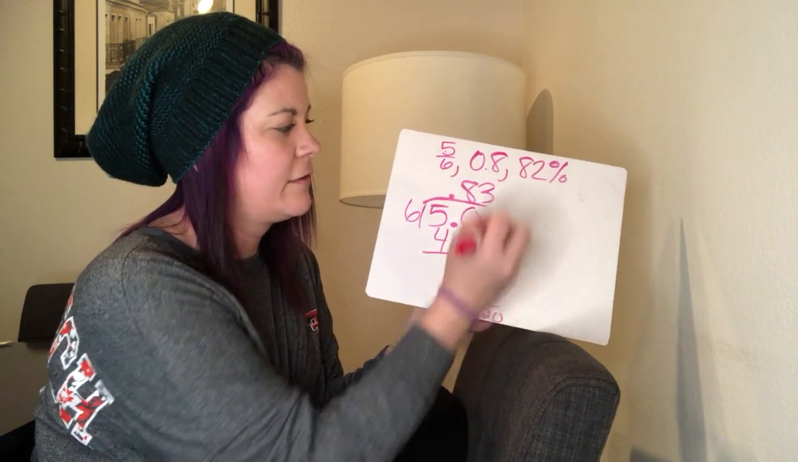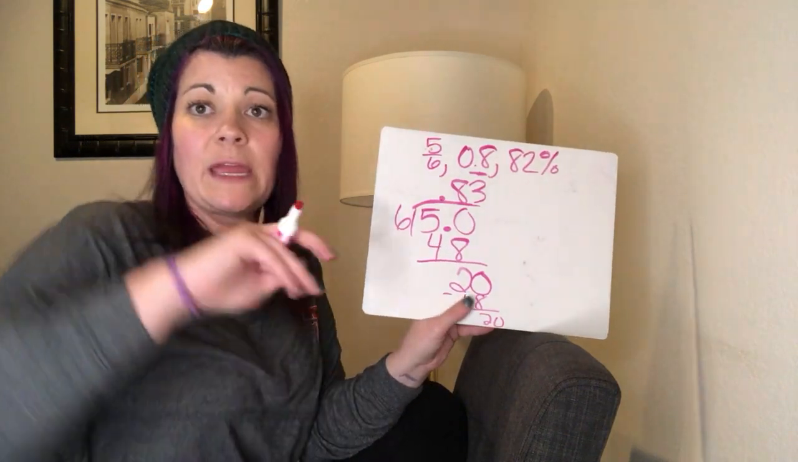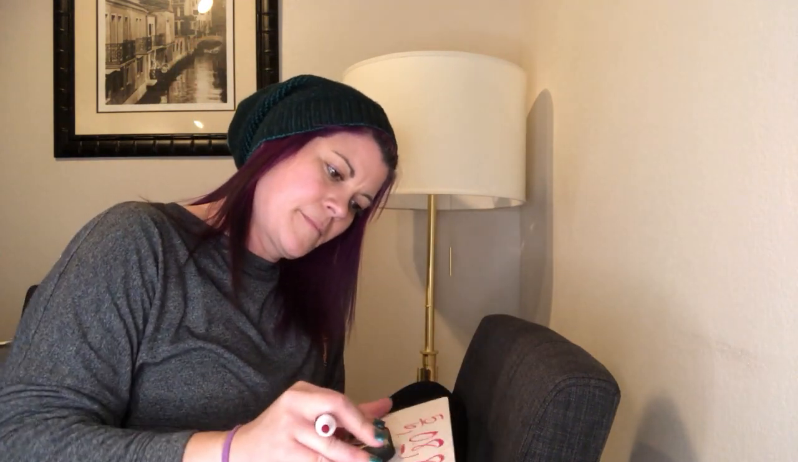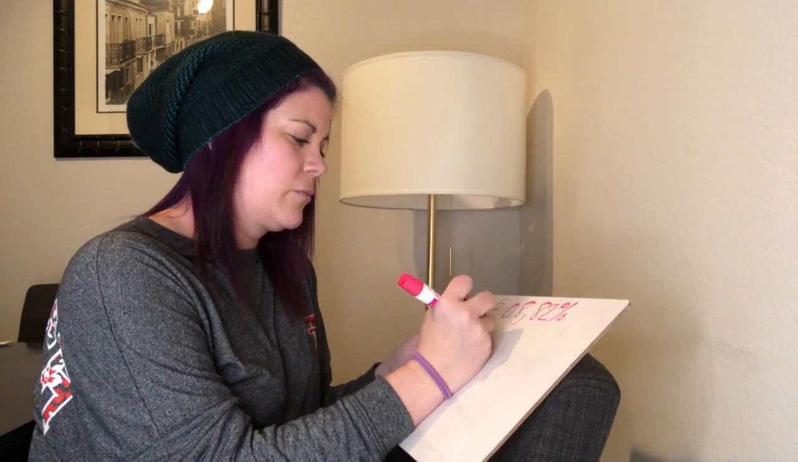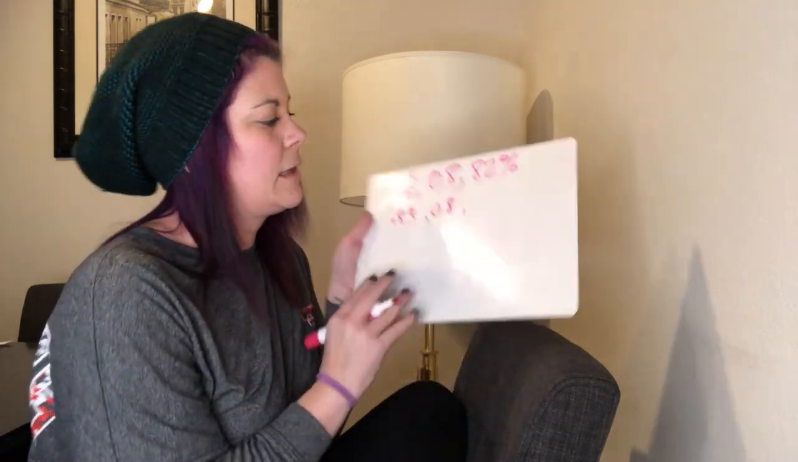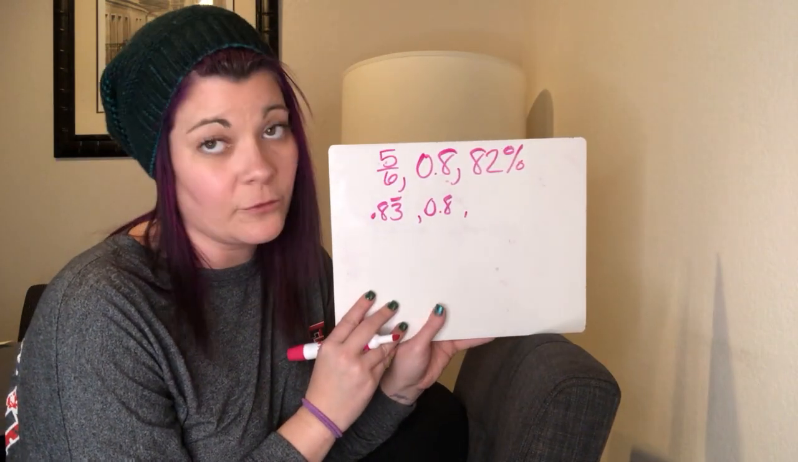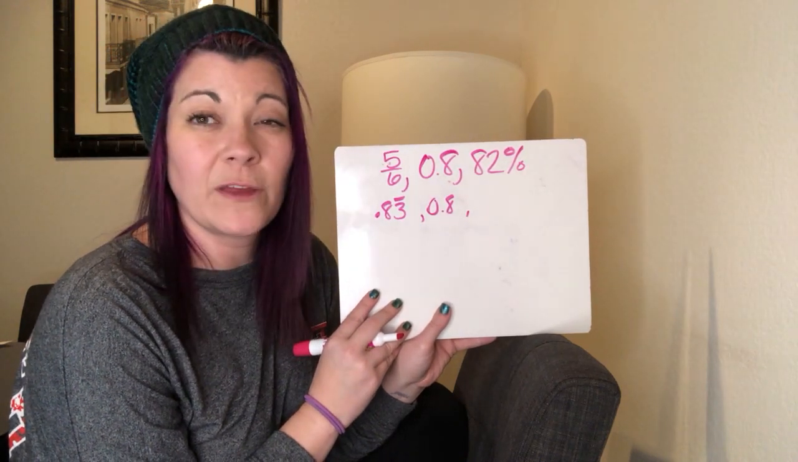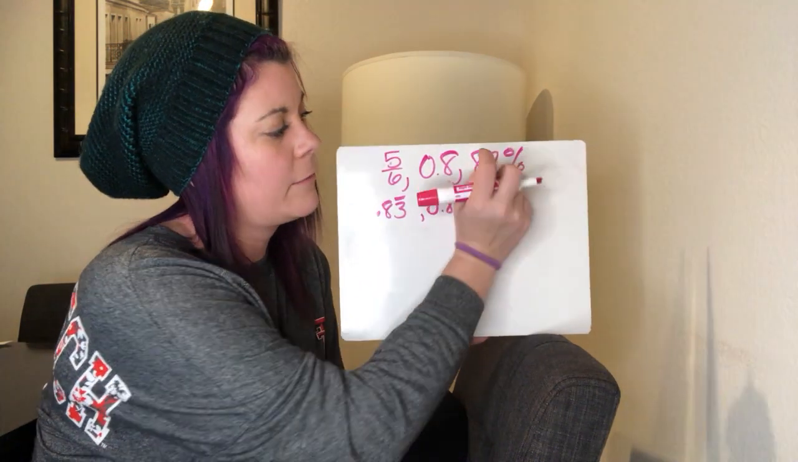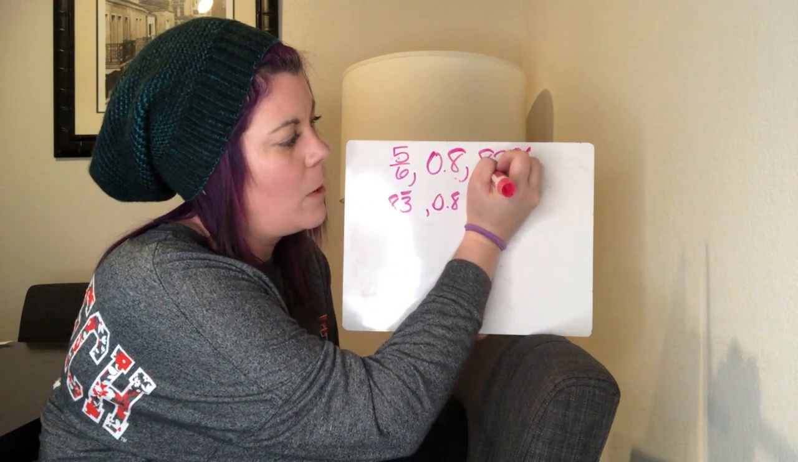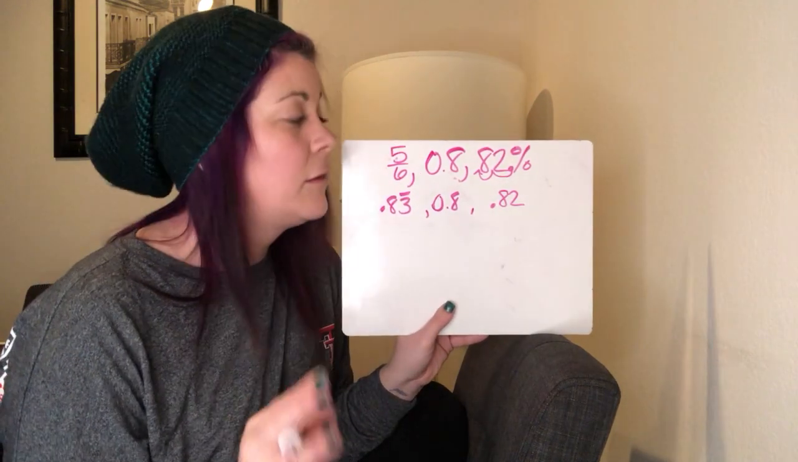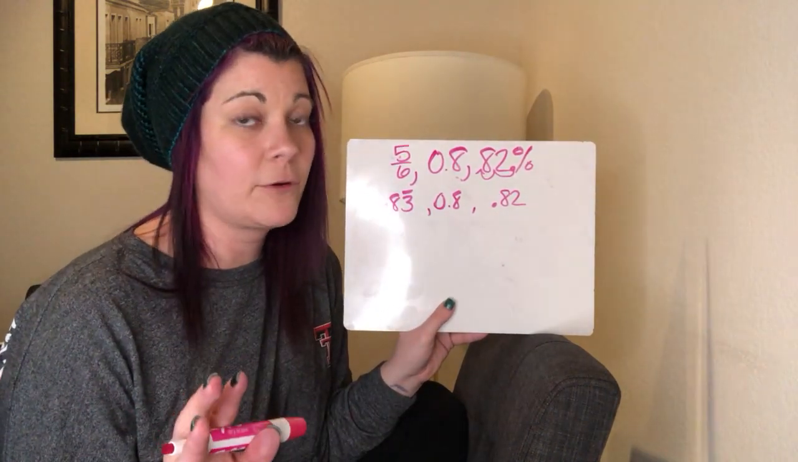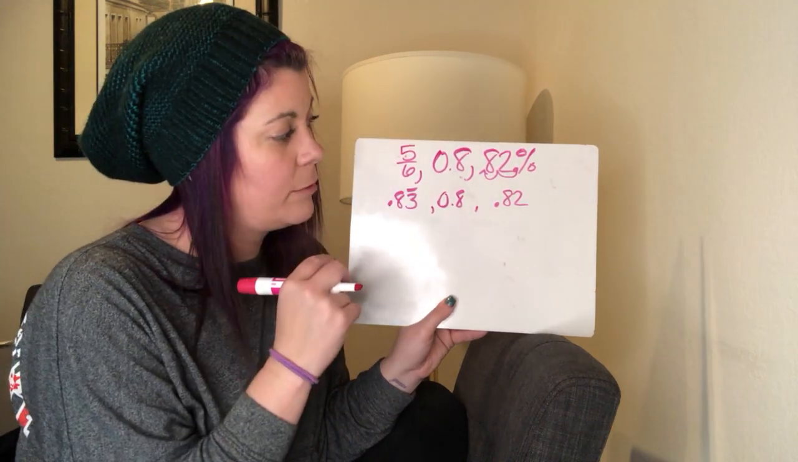And you notice that it's just going to continue to repeat. So 5/6 is 0.83 repeating. I'm going to write that. I'm going to bring down 0.8 because it's already in decimal form. And to change a percent to a decimal, you just move the decimal 2 places to the left. The decimal's right here, 1, 2. So that would be 0.82. To change any percent to a decimal, move it 2 places to the left.